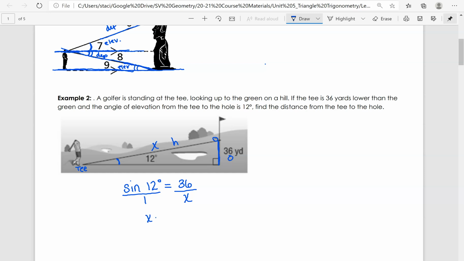So I get x times the sine of 12 degrees equals 36. Divide by the sine of 12.